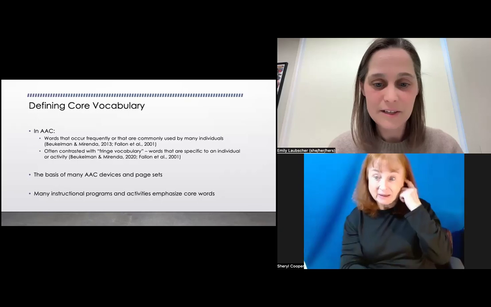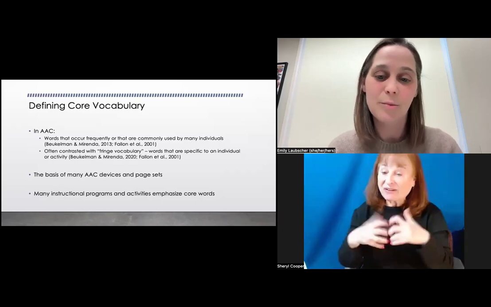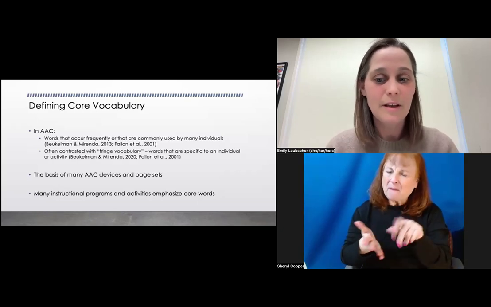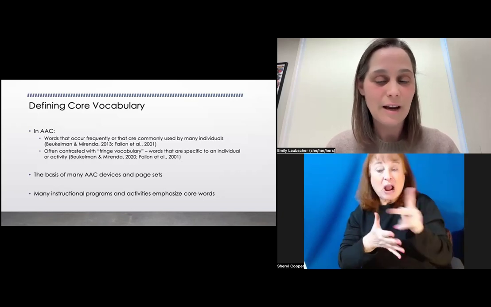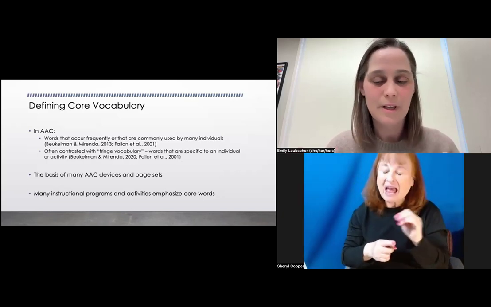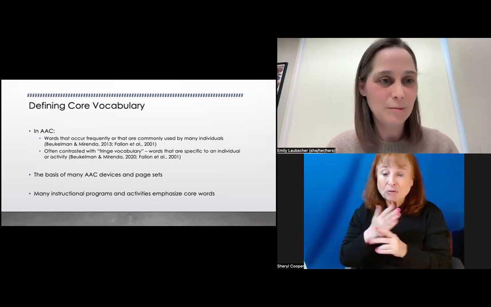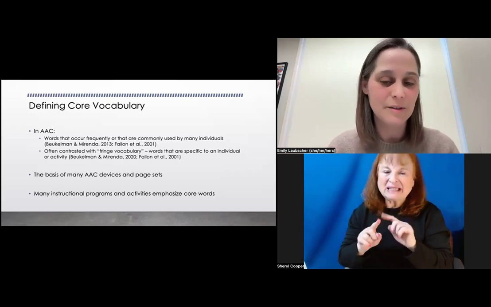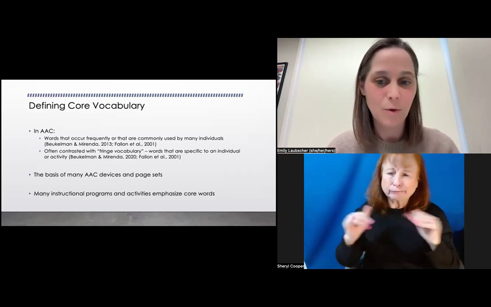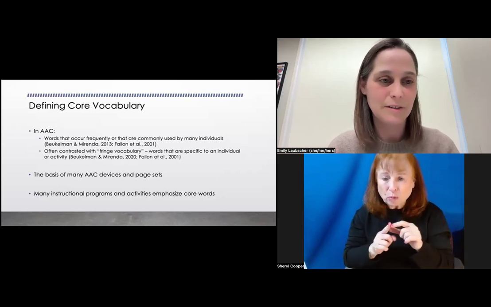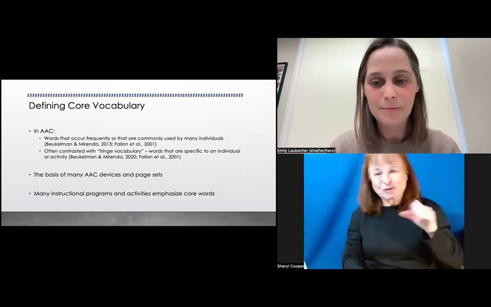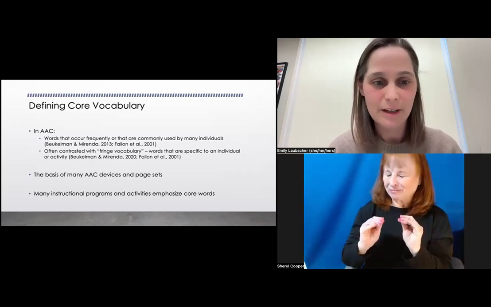Many AAC devices and page sets are designed to prioritize core words. And there are also entire instructional programs, symbol sets, pre-made materials, lesson plans, and so on that emphasize core words or provide tricks and tips on how to teach them. These are widely available online.